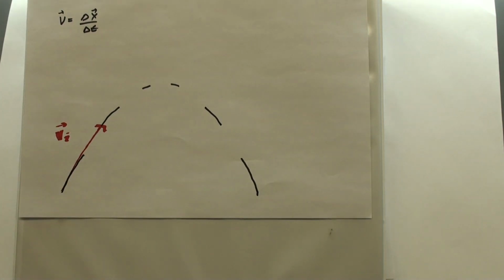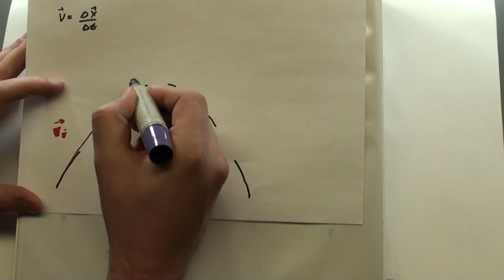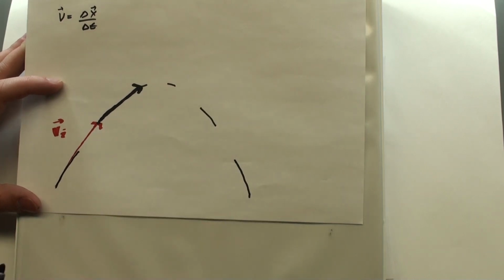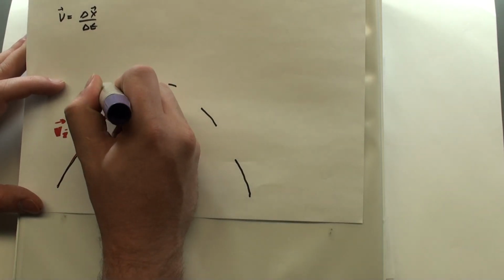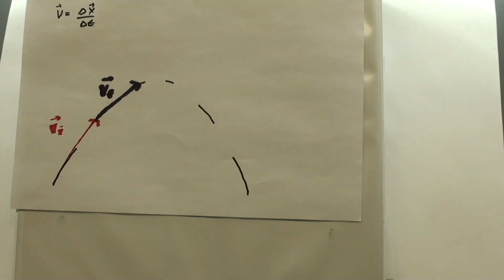Okay, so I'm going to color this one in purple. It might be a little bit difficult to make out the differences between them, but the next one is going to go from here to there, and then this right here, that one is our velocity final, or a representation of our velocity final.